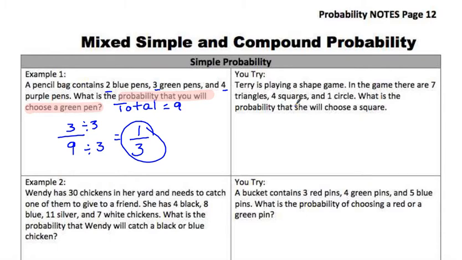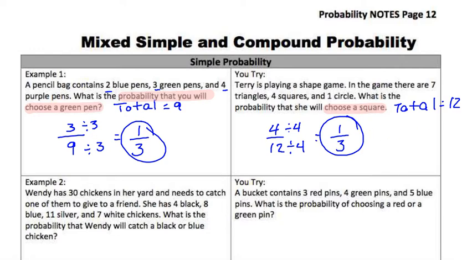So in this problem, it says Terry is playing a shape game. In the game, there are 7 triangles, 4 squares, 1 circle. What is the probability she will choose a square? So I want to choose a square. I'm only choosing one thing, so I'm going to have one fraction. I need to know that there are a total of 12, and there's 4 squares out of 12 total shapes, and then I have to simplify by 4, and I'm left with 1/3 probability.